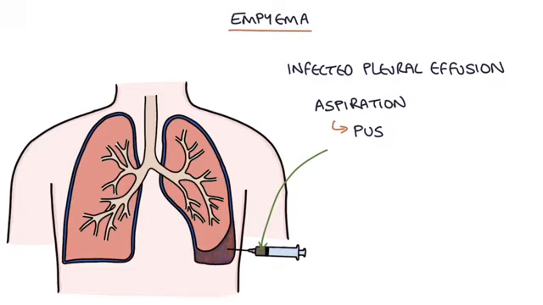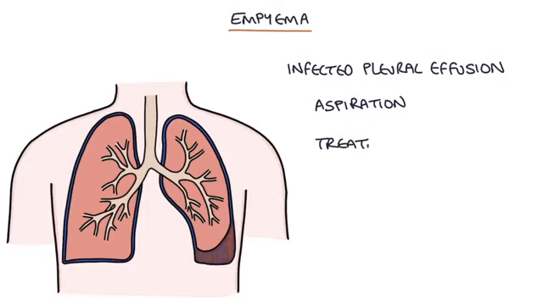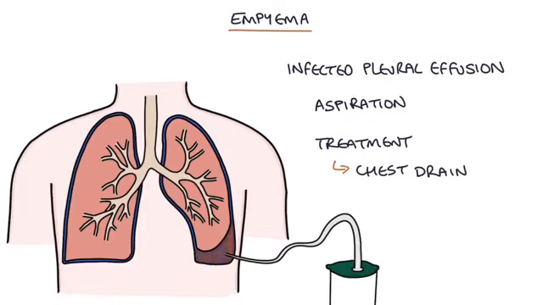One key fact to remember for your exams is that when you aspirate a pleural effusion that's infected, or an empyema, the pH will be low. So the fluid that you aspirate will become acidic, and the pH is less than 7.2. There'll also be a low glucose, because it's being used up by the bacteria, and a high LDH. Empyema is treated using a chest drain to remove the pus and antibiotics.